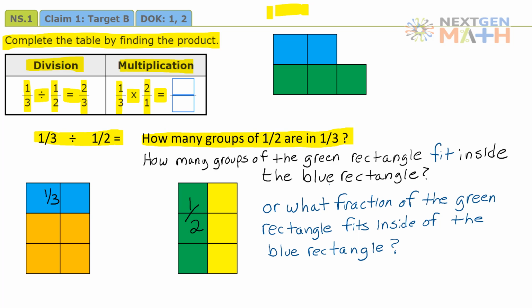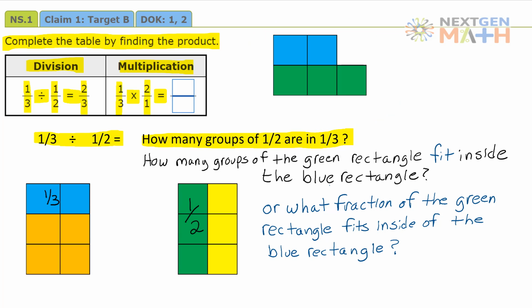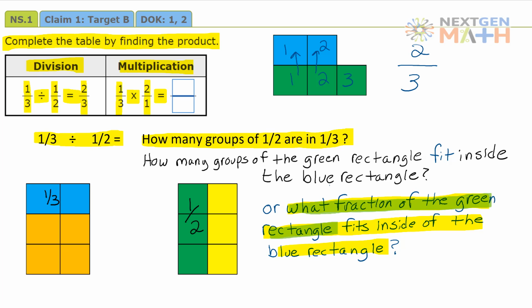So now let's go ahead and compare our green rectangle to our blue rectangle. So let's read our sentence again. What fraction of the green rectangle fits inside of the blue rectangle? Well, we have 1, 2, 3 squares that make up that green rectangle. And of those 3 squares, 1 and 2 of those fit inside the blue rectangle. So back to our question, what fraction of the green rectangle fits inside of the blue rectangle? Well, that answer is 2/3.